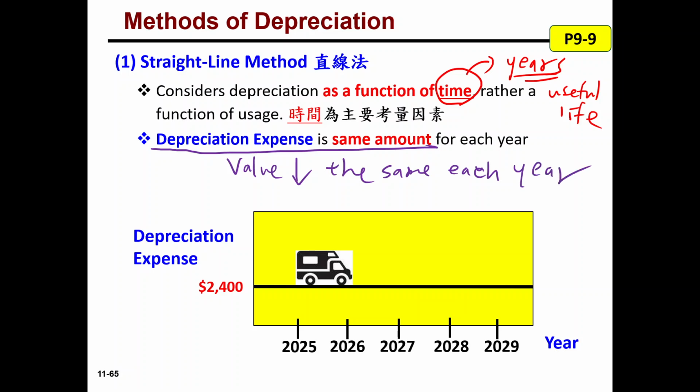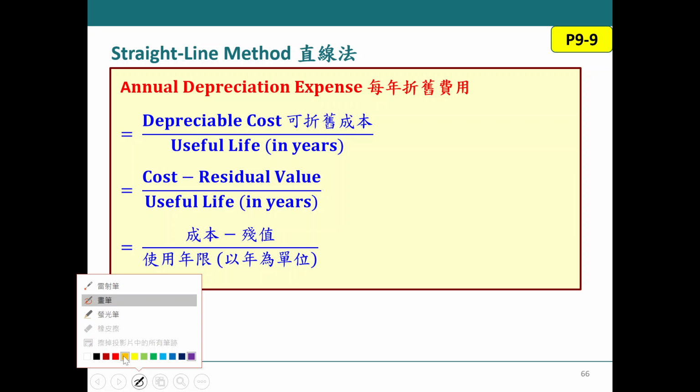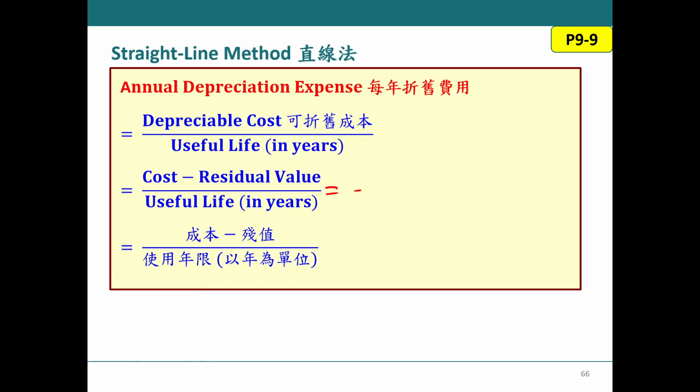Right? So how to do that? I know the total value decrease already, right? So divide by years, right? How many years are you going to use it? So let's look at the formula. It is the cost minus residual value. The cost minus residual value is the total value decrease, right? So the first factor, cost minus residual value, gives the total value decrease. The problem is how many years you are going to use. So we divide it by useful life.